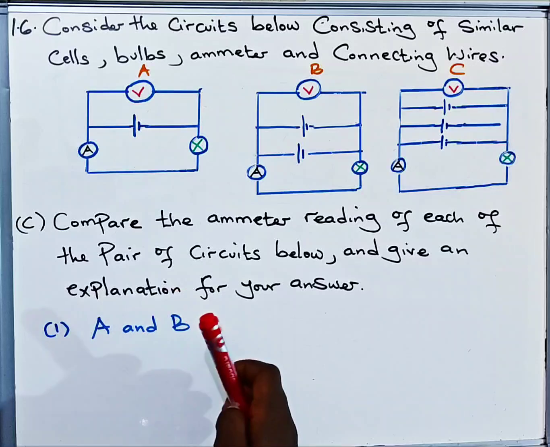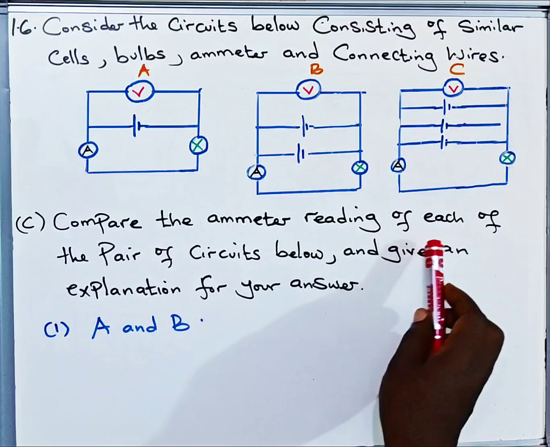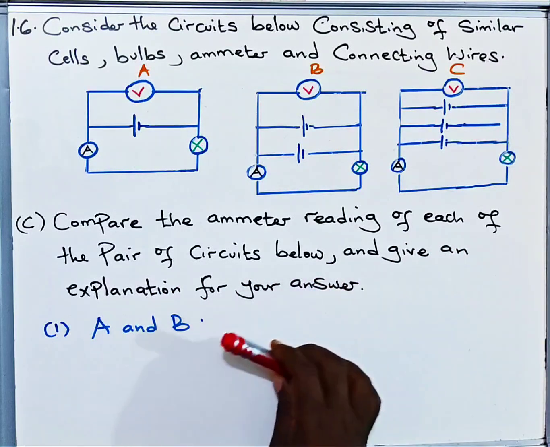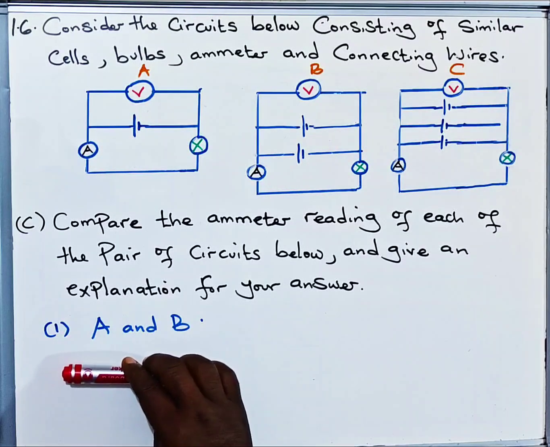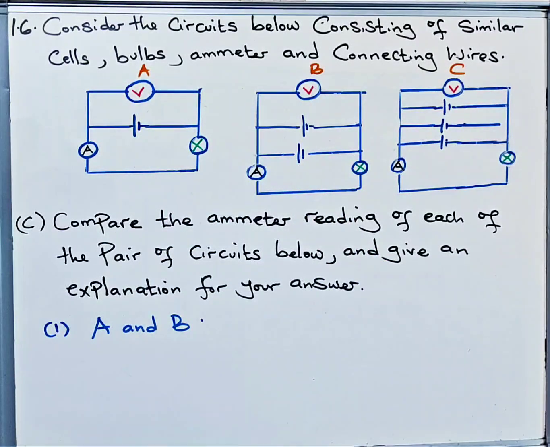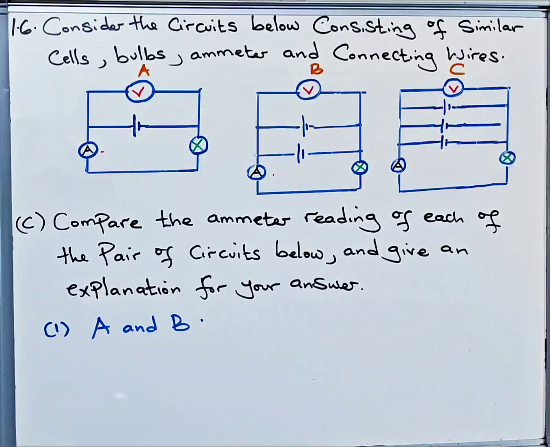Then comes this question. It says, compare the ammeter reading of each of the pair of circuits below and give an explanation for your answer. The first pair is A and B, this one and this one. They want us to compare the ammeter reading. How are they related? The answer is they are the same. Shockingly, it's the truth. They are the same.